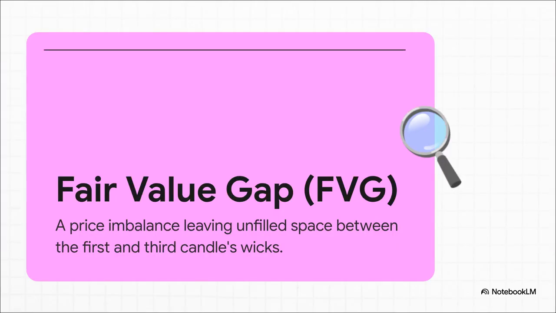Let's zoom in on the absolute most critical of those 3 for a second, the fair value gap. Basically, it's a price imbalance formed by super aggressive movement. You're looking for a specific 3-candle sequence. If the market moves so fast that there is a literal, physical, unfilled space between the wick of the first candle and the wick of the third candle, that's your gap. It is the undeniable telltale footprint of heavy institutional momentum.